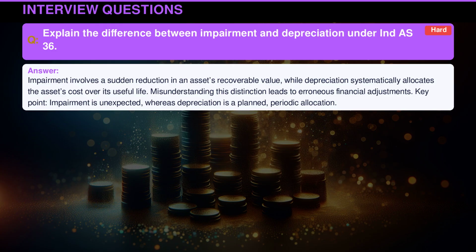Impairment involves a sudden reduction in an asset's recoverable value, while depreciation systematically allocates the asset's cost over its useful life. Misunderstanding this distinction leads to erroneous financial adjustments. Key point: impairment is unexpected, whereas depreciation is a planned, periodic allocation.